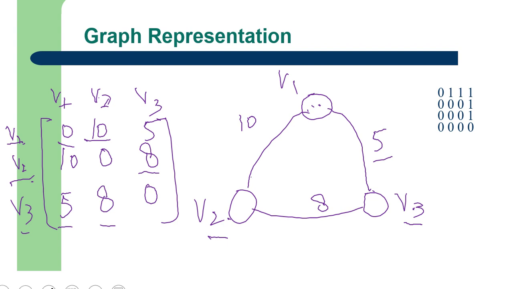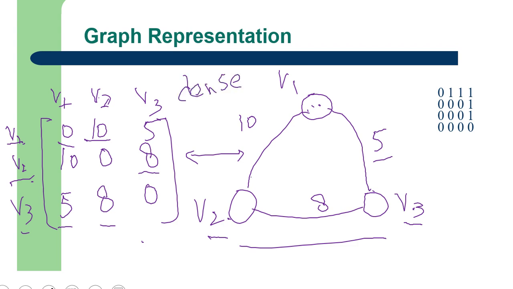So if we are given a graph in the form of vertices and edges or in the form of an adjacency matrix, we can convert this graph from vertices and edges to an adjacency matrix, or from an adjacency matrix to a graphical depiction. Adjacency matrix is used when our graph is a dense graph.